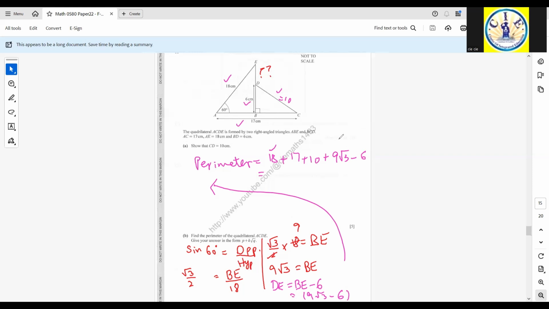So 18 plus 17, 35, and 10 minus 6, that is 4. So 35 plus 4, that is 39, plus 9 radical 3.